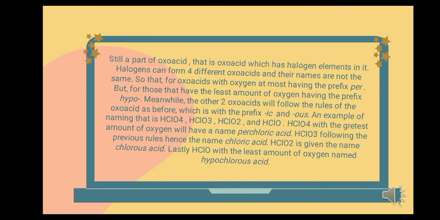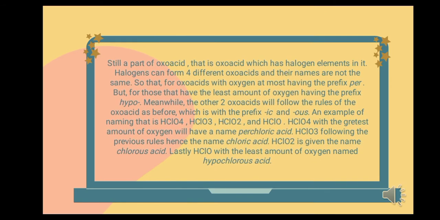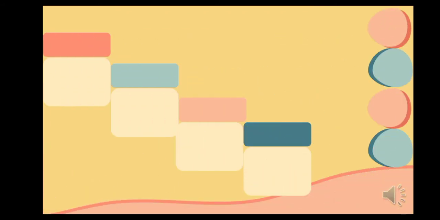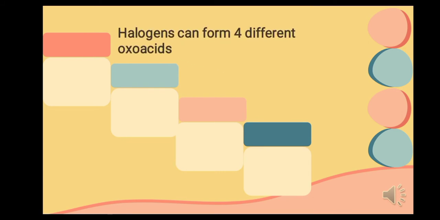Next, we will still discuss oxoacid, but this time I will explain about oxoacid which have halogen element in them. Halogens can form four different oxoacids, and their names will be different. First, for the oxoacid that has the most amount of oxygen, we will add the prefix per and the -ic suffix.